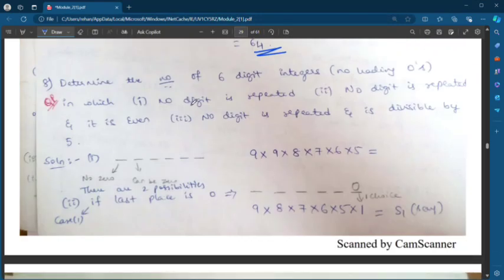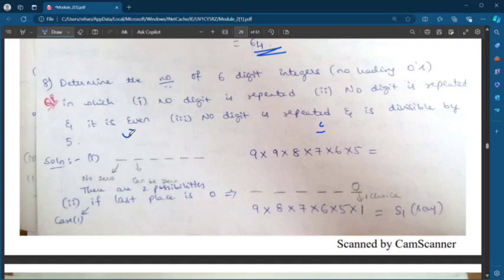Okay. Determine the number of 6-digit integers with no leading zeros, in which no digit is repeated. No leading zeros means the first digit cannot be 0. Leading means which will lead, right? So the first number should not be 0. Then, no digit is repeated. So 1, 2, 3, 4, 5, 6: there are 6 places.